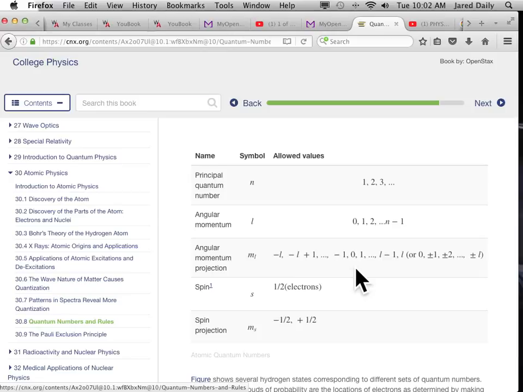You learned about valence shell and all that in my chemistry class. Just ignore that right now. Have you taken chemistry before, Scott? Have you taken chemistry before?